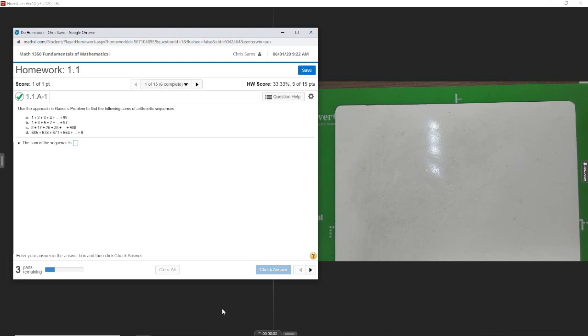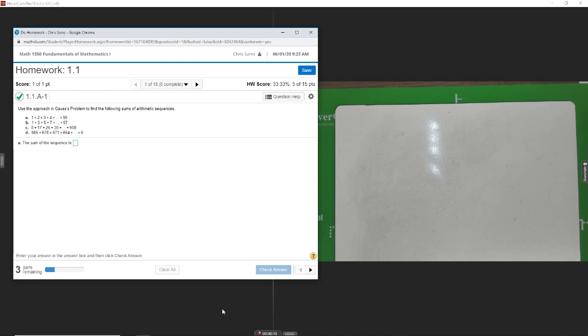All right, welcome to Fundamentals of Mathematics. This is section 1.1, and we're going to start out with problem number 1, and they want us to use Gauss's problem to find the sums of these arithmetic sequences.